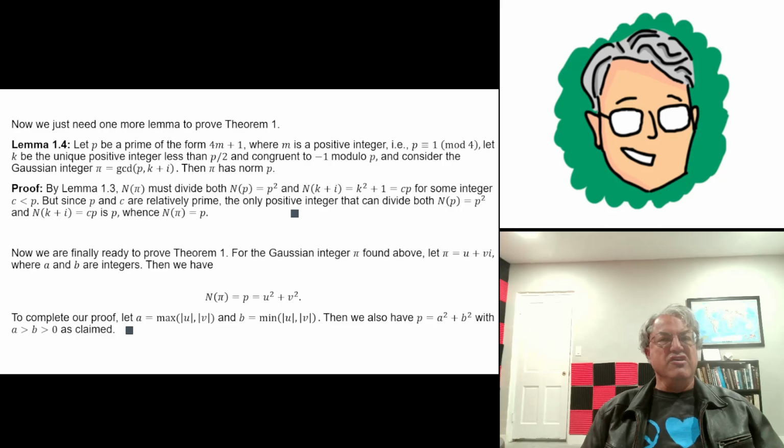We also have to prove that if p is another type of prime, well, if p is 2, it can also be written as a sum of two squares. Pretty trivial, just 1 squared plus 1 squared. And if p is congruent to 3 modulo 4, like I said earlier, you can't do this.